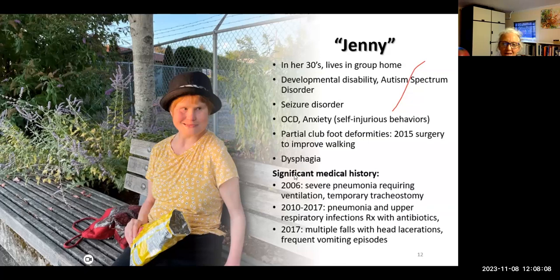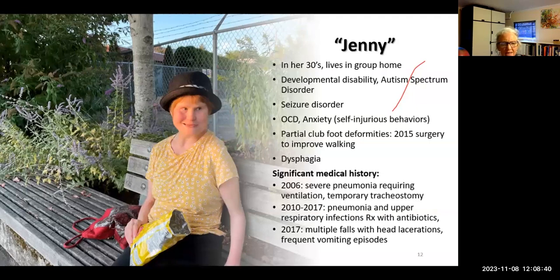I also put in here a little bit about her medical history, just because there was a bit of a pattern that came out of this. So she certainly had some pneumonias, and a very severe one in 2006. Then it seems to stabilize through 2010 to 2017, having some pneumonias, but basically was treated with antibiotics. And then around 2017, she started to have more difficulties, falls, head lacerations.